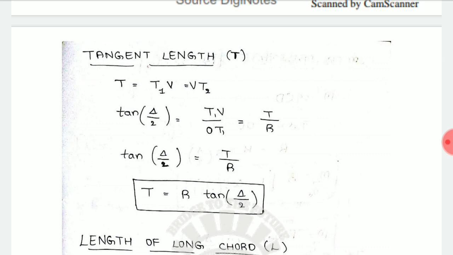So I require capital T, that is tangent length. T is R into tan delta by 2. This is the equation for tangent length.